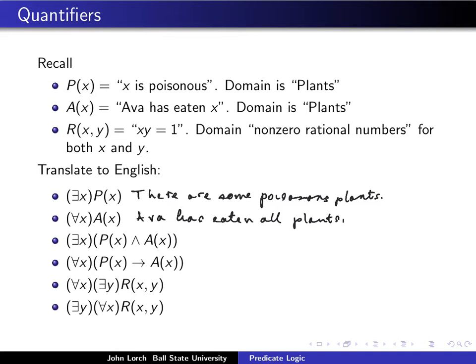Okay, so now we're on to the third bullet, which is, again, an existential statement. So we're asserting that there is at least one x in the domain such that P(x) and A(x) is true. If we go and look at what P(x) and A(x) say, maybe we conclude that this is the statement that Ava has eaten a poisonous plant.